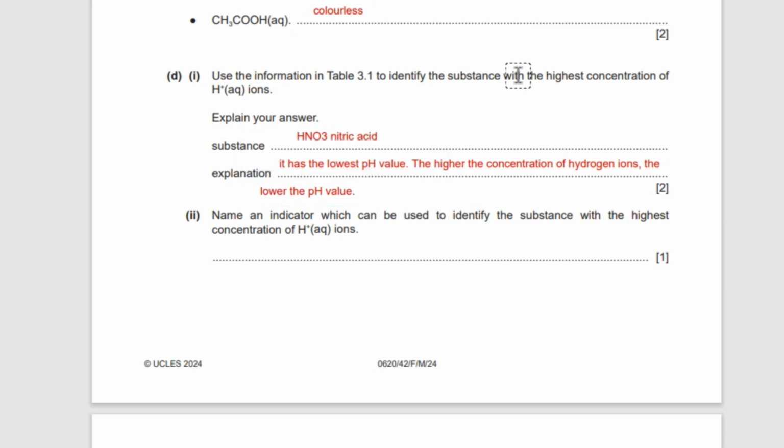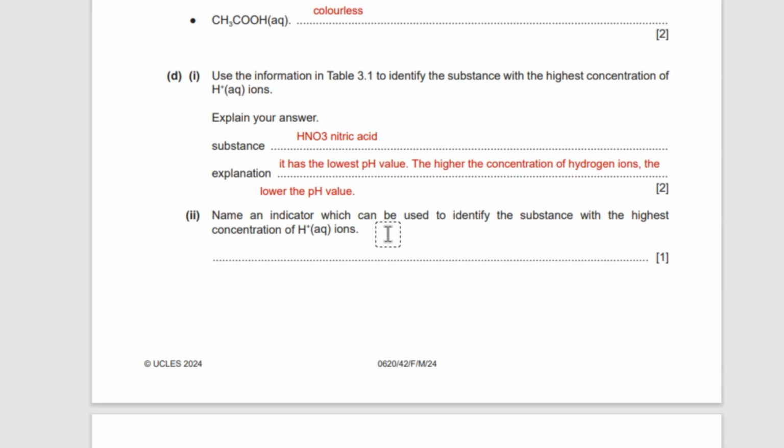Okay, so the higher the concentration of hydrogen ions, the lower the pH value. Okay, so we make progress. Name an indicator which can be used to identify the substance with the highest concentration of hydrogen ions.